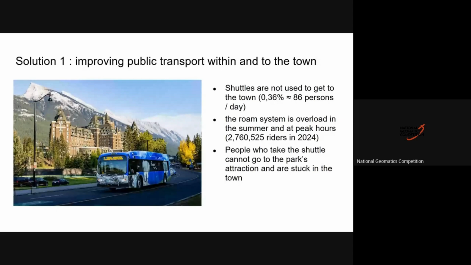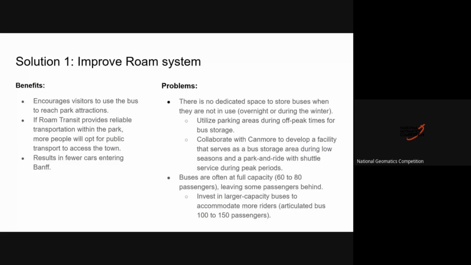And the Roam system is overloaded in the summer and at peak hours. So the people who take the shuttle to come into the town cannot go where they want to go in the park because the shuttles are already full. So one of the solutions that we found, based on the map that we did, was to increase the volume of buses that pass through the bridge, so it can maybe adjust the traffic there, as well as maybe adding a bus-only lane on the bridge.